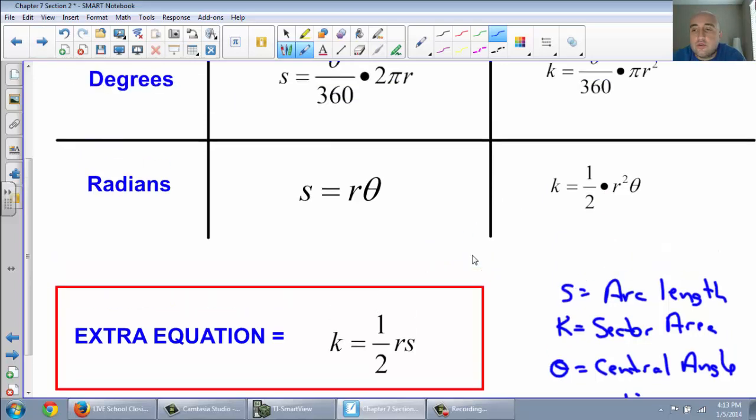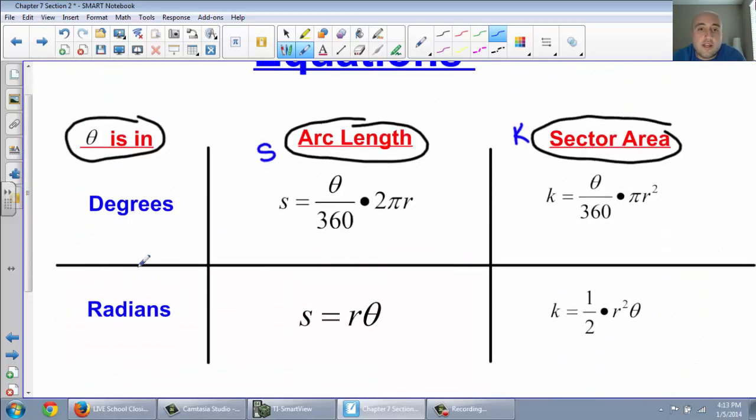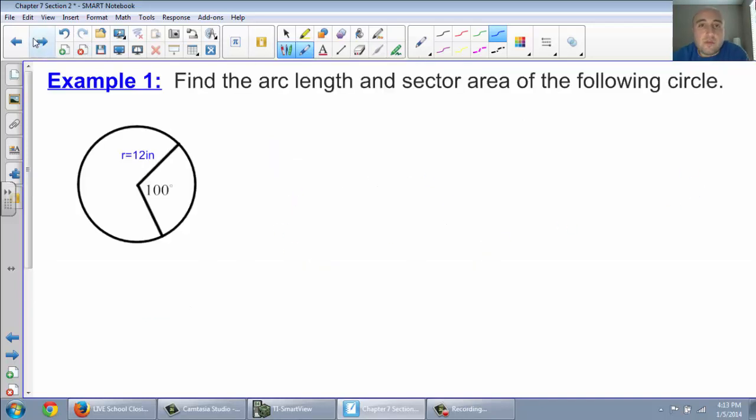Let's do two examples. We're going to do one example where it's in degrees and one example where it's in radians. So I'll be referring back to these equations. All right, so example one. Find the arc length and sector area. Remember, arc length, get used to writing these letters, is s. Sector area is K of the following circle. We are given r equals 12 inches, and theta is 100 degrees. We're in degrees, so we're going to use the degree formulas.